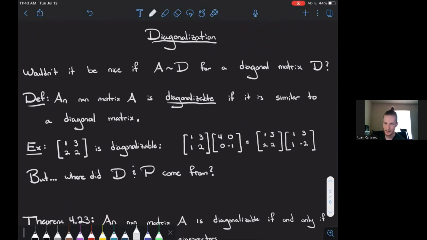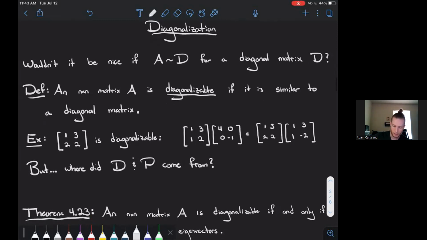But once again, wouldn't it be nice if we had a matrix A that was similar to a diagonal matrix? After all, similar matrices have the same eigenvalues, and I know the eigenvalues of a diagonal matrix. It's just the entries on the main diagonal. So if I knew that I had a matrix that was similar to a diagonal matrix, I know the eigenvalues of that matrix. Let me just show you that real quick here.